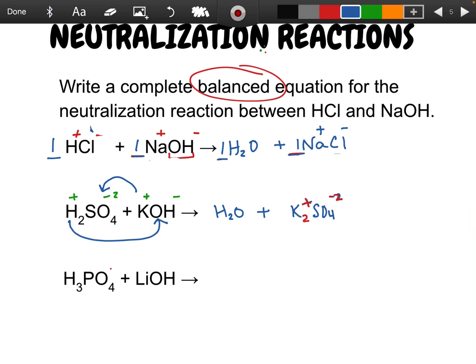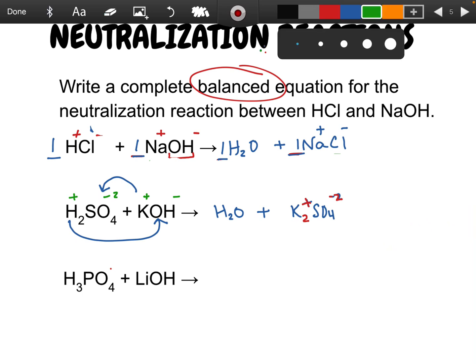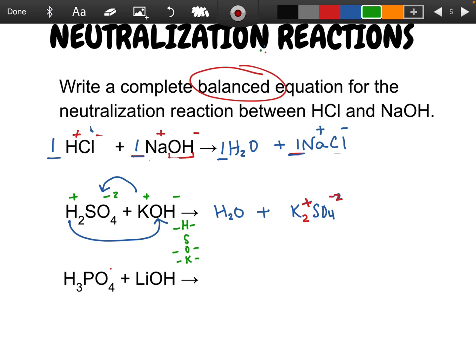All right, now we get to balance the equation. So I'm going to write the atom inventory underneath here so we can keep track. Hydrogens on the left, we have 2 in sulfuric acid and we have 1 in potassium hydroxide, so we have 3.